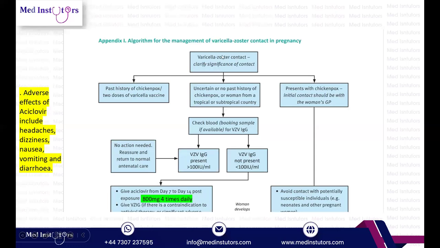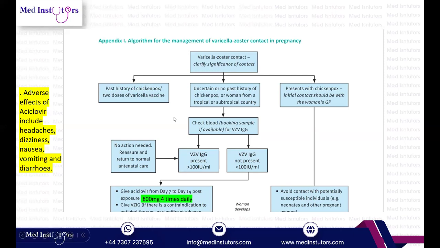Okay, so this is a very good algorithm for the management of varicella zoster in pregnancy. It has been divided into two parts. One is this part where we give prophylaxis measures and the other is a therapeutic measure, right? So prophylaxis, my dear, till now what we have talked about is that she was just exposed. She is at risk, but yet she hasn't developed any rashes or any clinical feature of chickenpox. So that is why we are giving her the immunoglobulins or PEP.